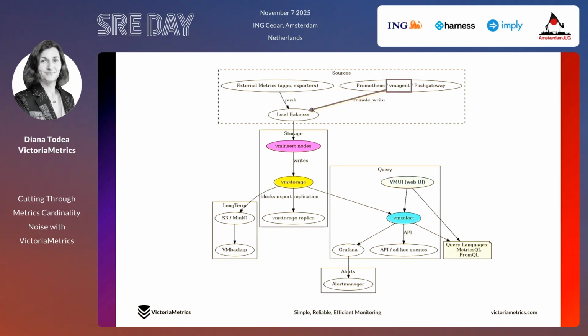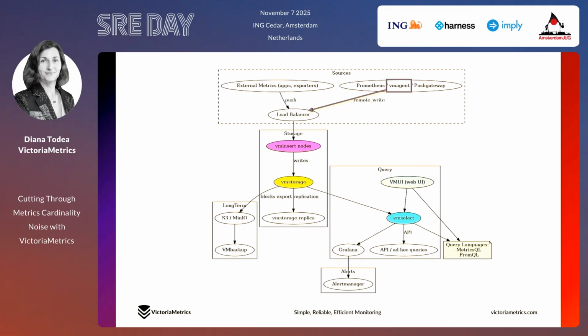And also VM agent collects the metrics, processes them by filtering unwanted data, changes the labels as well, combines multiple metrics together, and forwards the processed data to one or more storage systems using the remote write protocol. And then the data will be sent to the VM insert nodes. So this part is the ingestion layer.